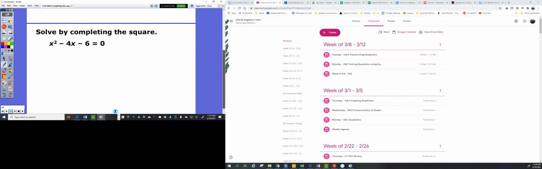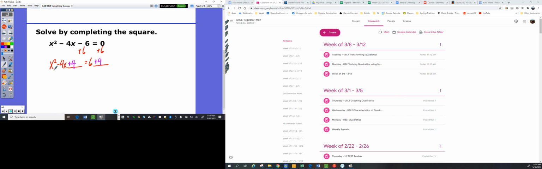All right, you guys do this one right here. All right, so let's see what happens. So we're going to go ahead and add the 6 to both sides. And now we have x squared minus 4x blank equals 6, and then we'll do the blank over here. So again, half of 4 is 2. 2 squared is 4. I don't care what this sign is yet. So if we add 4 here, we add 4 here.